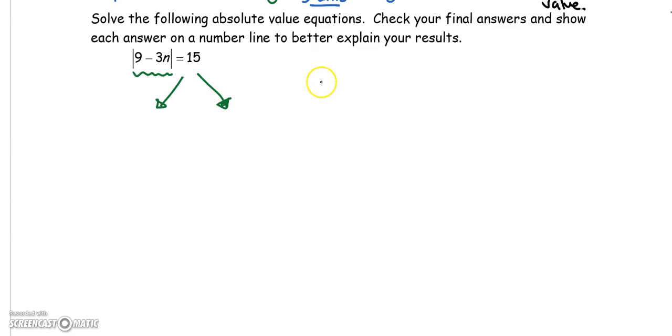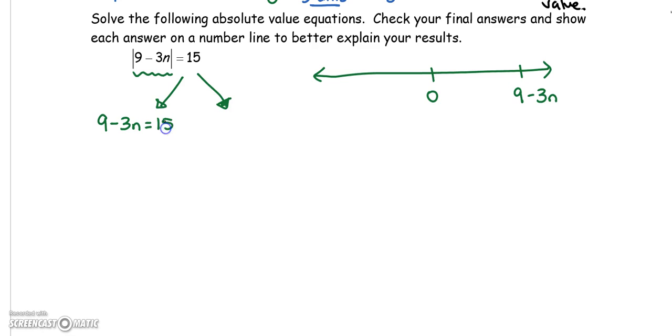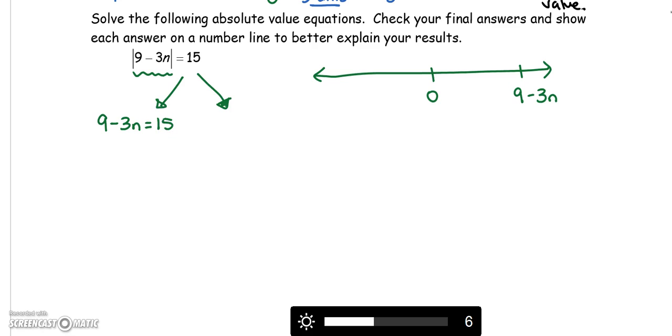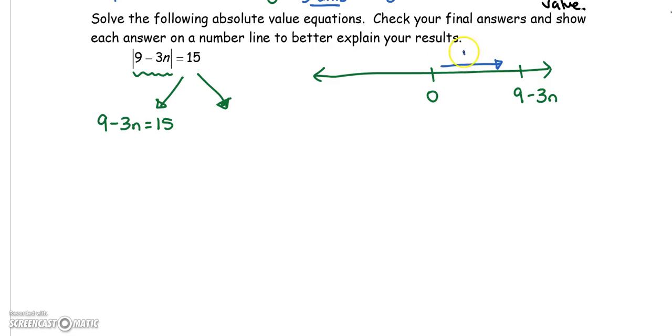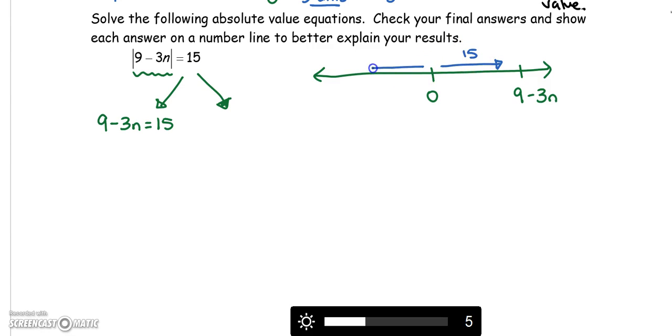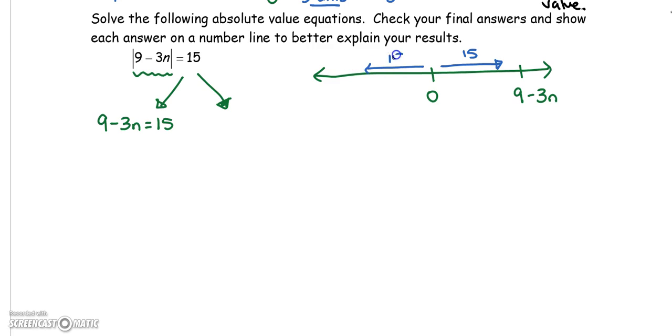So I have to go in the number line, and I'm just going to show you. Here's 0. This 9 minus 3n could be in the positive direction, which would then give me 9 minus 3n has to equal 15. But it could also be in the negative direction, because I could be 15 units to the right, or I could be 15 units moving to the left. And since I don't know exactly if this is a positive or a negative, I have to consider both cases.